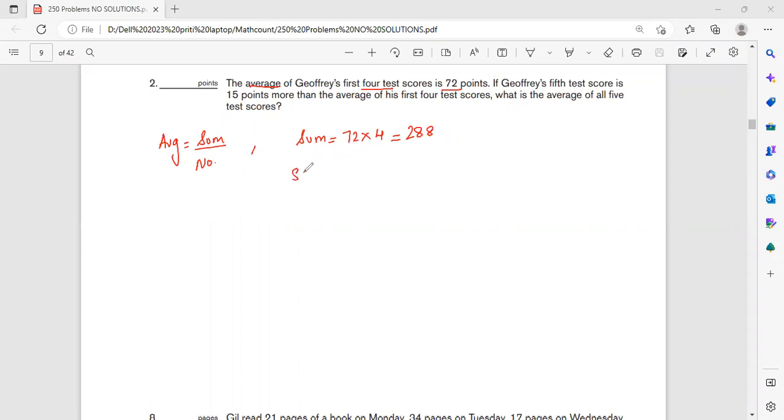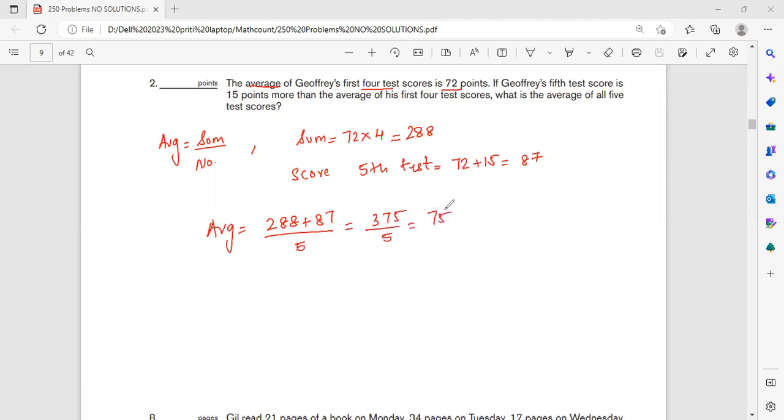Now they are asking what will be his score for the 5th test. The score for the 5th test is 15 points more than the average. So the average was 72 plus 15, so the score for his 5th test was 87 points. Now let's find the average. The average will be 288 plus 87 over 5. So I'll get 375 over 5, which is 75 points. So my answer is 75 points.